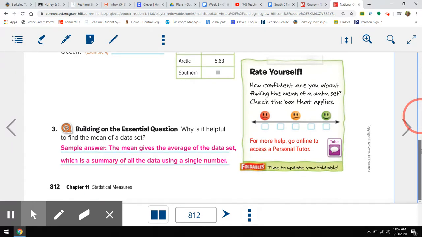And number 3 for guided practice. Here's a sample for you. The mean gives the average of the data set, which is a summary of all the data using a single number. As long as you wrote something similar, you're good.